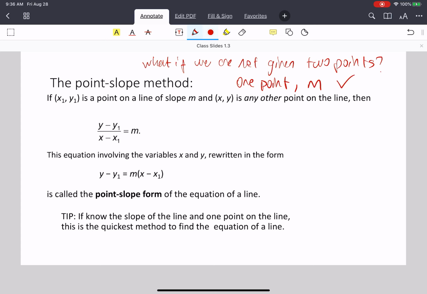The way we do that is we use this formula called the point slope formula, or point slope method. So the way it works is y minus y1 equals m times x minus x1, where we know that x1 comma y1 is a point on a line, and m represents the slope. So this is always called point slope form.